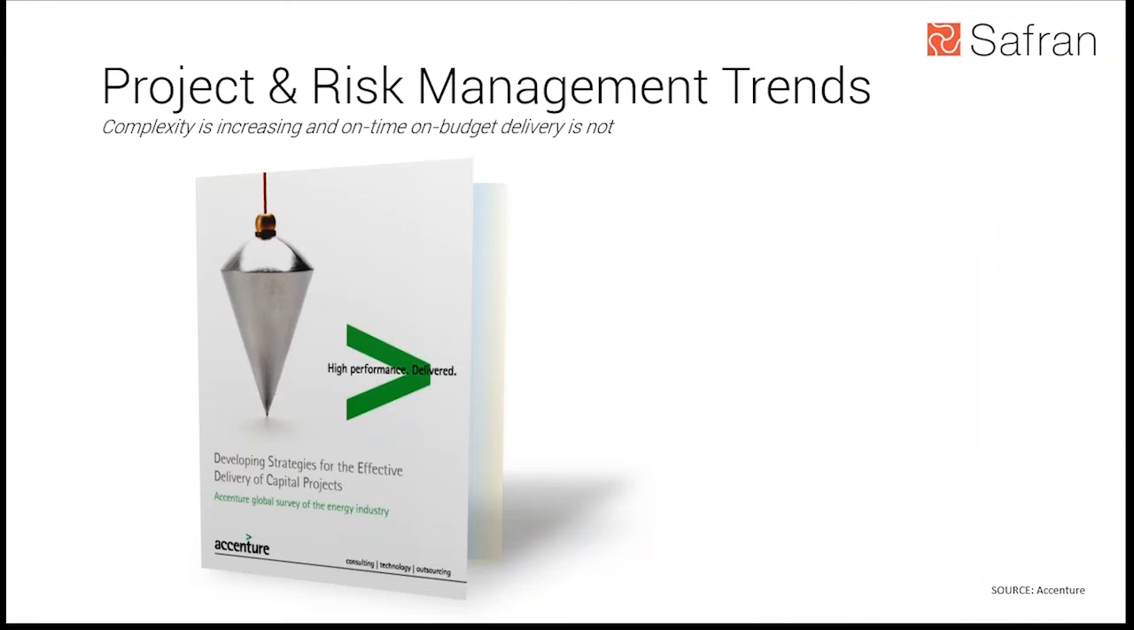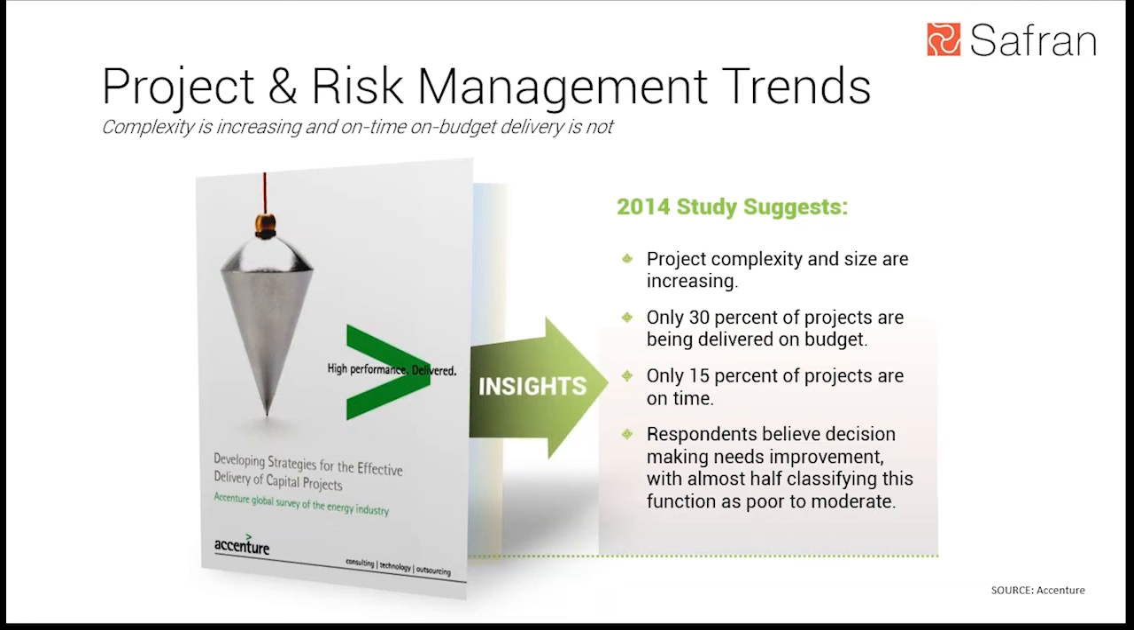So, project and risk management trends. In 2014, Accenture undertook a study called Developing Strategies for the Effective Delivery of Capital Projects. And they found 2 things. Not surprisingly, project complexity is rising and the accompanying risk rising along with it, which is limiting many organizations' ability to deliver projects successfully. And secondly, the result is that 70% of capital projects are over budget and 85% late or behind schedule.